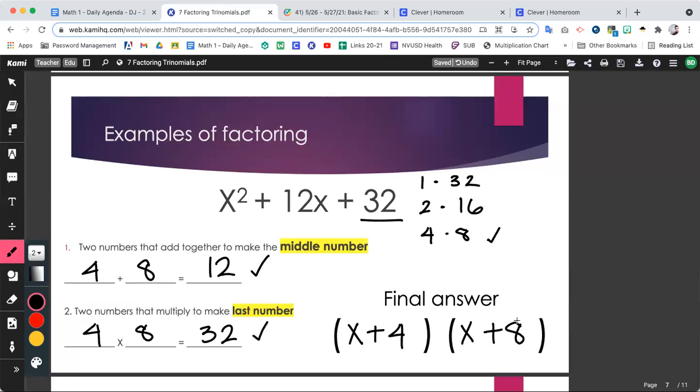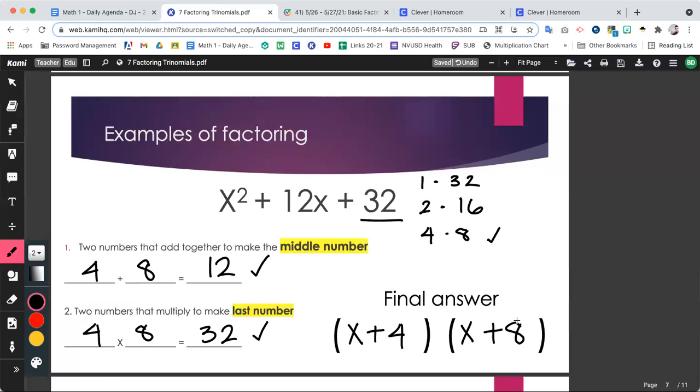Okay. Now, like I said, these ones are pretty straightforward because both of the terms that we're looking for are positive. When we start adding in negatives, that's when things get a little more complicated. Okay. So the next two examples, we're going to look at both situations. What happens if the last number is negative? What happens if the middle term is negative?